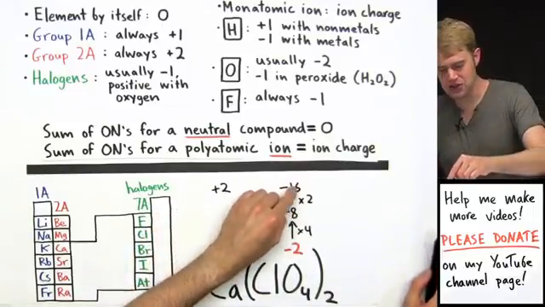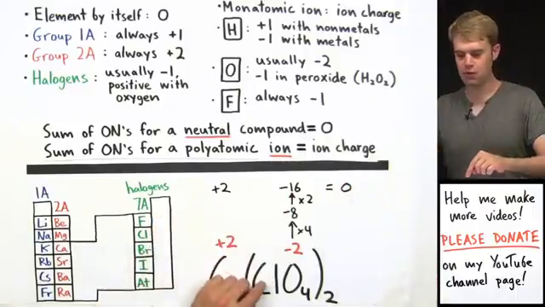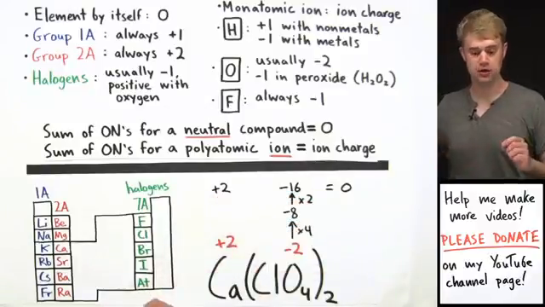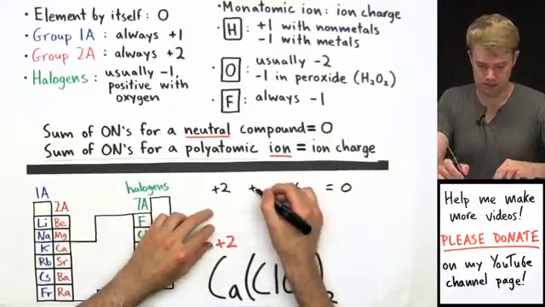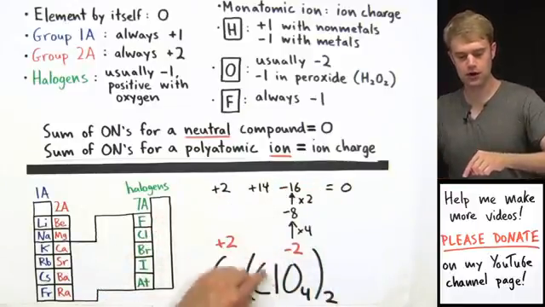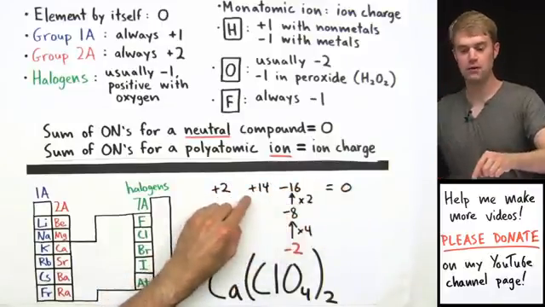All right, so I've got +2 from the calcium. I got -16 from the oxygen. That should add up with the oxidation number from chlorine to give me 0. So +14 is going to be the oxidation number on chlorine. +2 plus 14 minus 16 equals 0.